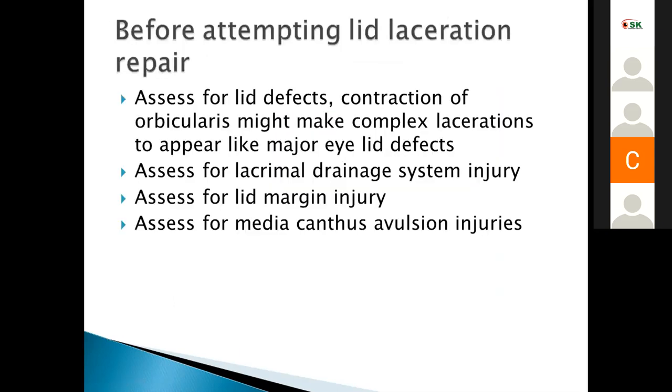So what do you do before you attempt to repair lid lacerations? Problems come when the lid laceration is not regular or the lid laceration is complex. So the most important thing is, first of all, to assess for lid defects. And this is the point that I was making: contraction of the orbicularis muscle might make complex lacerations look like there are major eyelid defects.